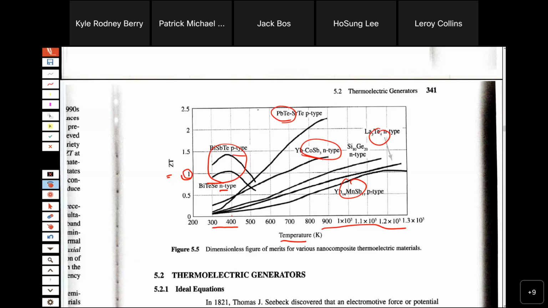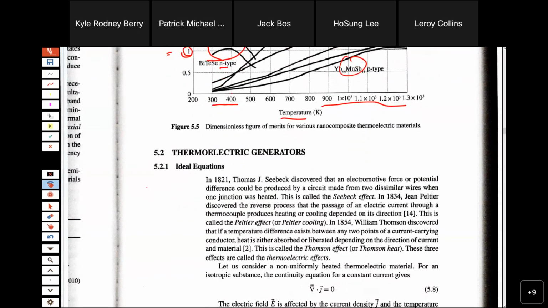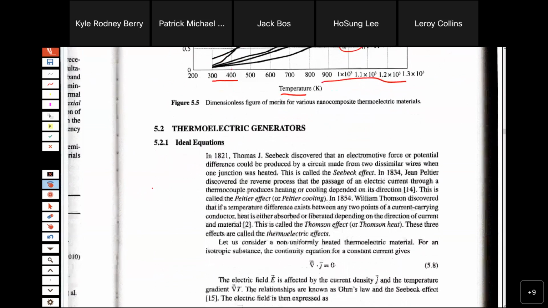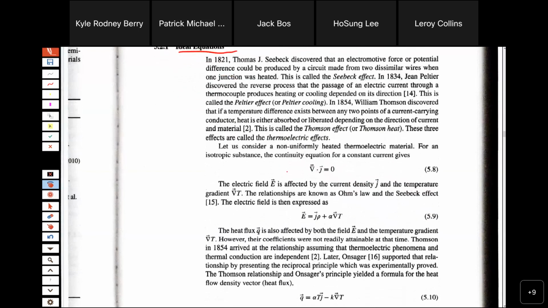I'm back. I'd like to continue with the thermoelectric generator and the ideal equations, kind of standard equations. I had to give it a name, so I would like to say ideal equation. Don't confuse it with the ideal gas equation in thermodynamics. Anyhow.